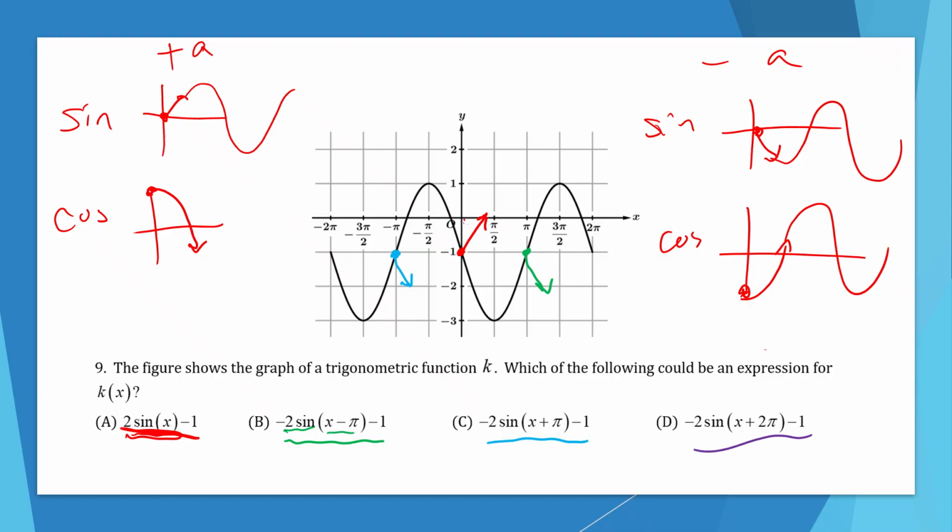And then D here, this is 2 pi units to the left, so that's going to be right here. And it's also a negative sign, so this is going to be going down. This actually does align with the graph, so D should be our correct answer there.